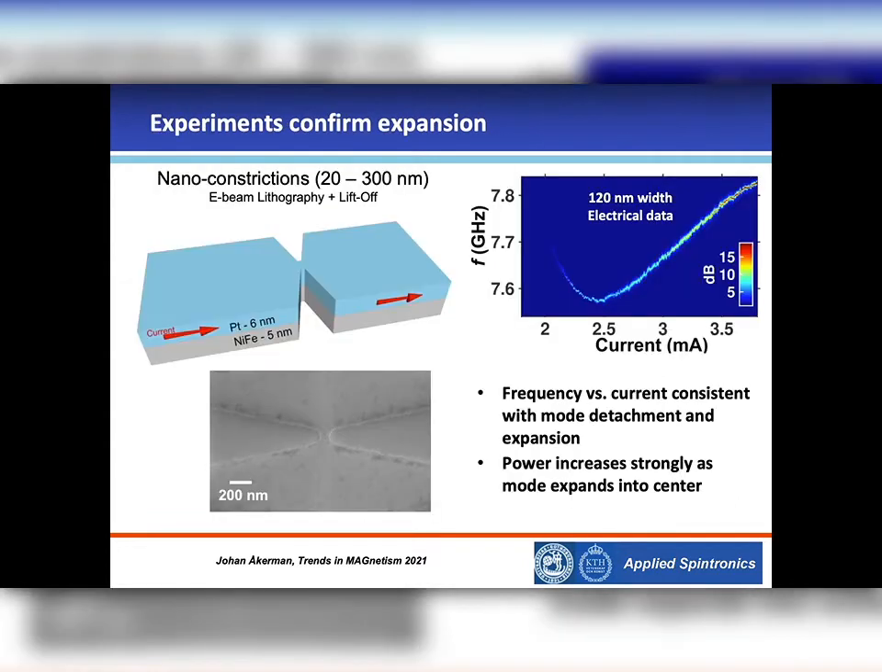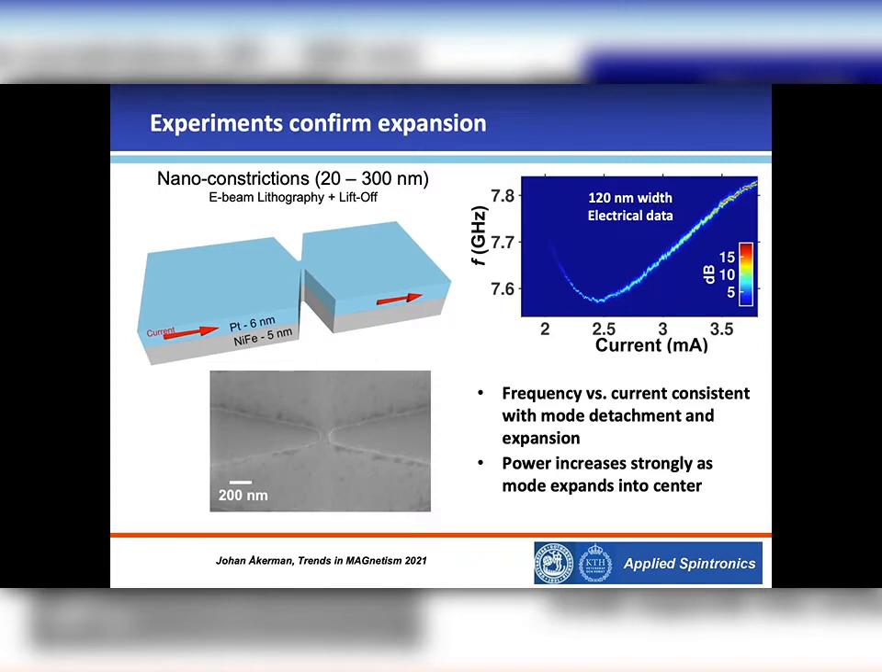First, we confirm experimentally that this indeed happens. So we made platinum nickel iron bilayers, and we put them in an out-of-plane field, and we saw indeed that we get this telltale sign, a non-monotonic frequency dependence, which is consistent with mode detachment and expansion. And also the power increases strongly as the mode expands into the center.